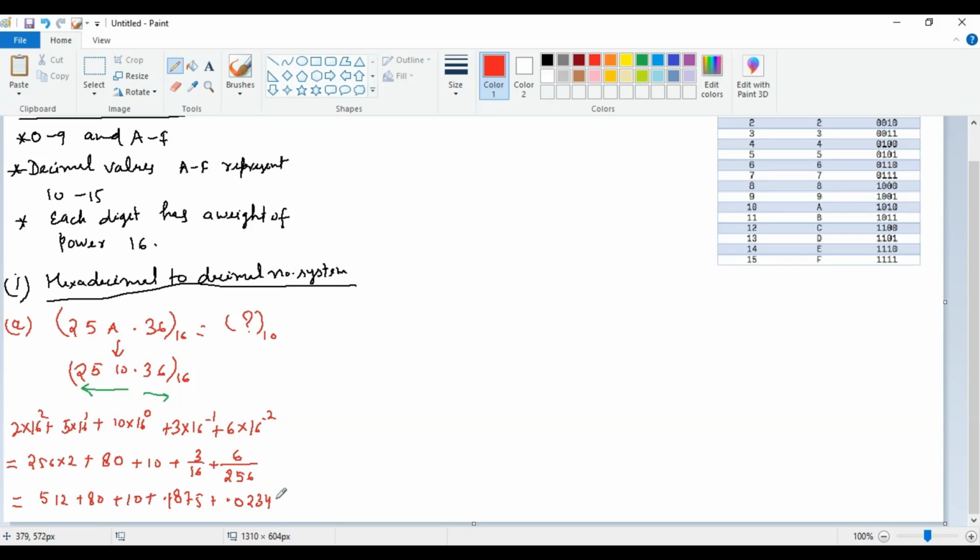Now we will add up these terms. It will be equal to 512 plus 80 plus 10 plus 0.1875 plus 0.0234. Now I am adding these terms.